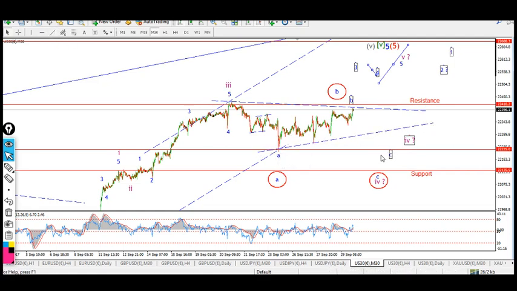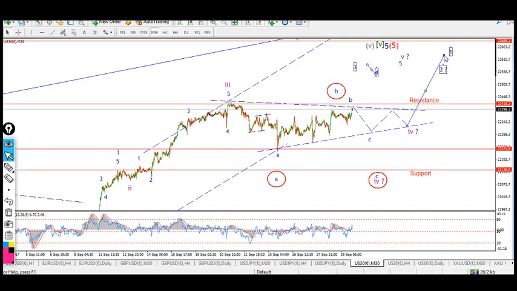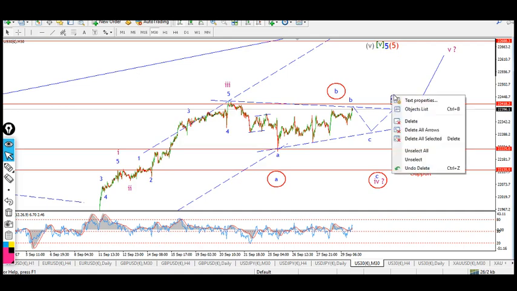So this ascending triangle would be wave A down, wave B up, wave C to the downside, and we get wave D up, and then complete the larger pattern in wave 4 with a final little minor correction to the downside. Then we should be off to the races again, up in wave 5. We'll know soon enough whether this plays out.